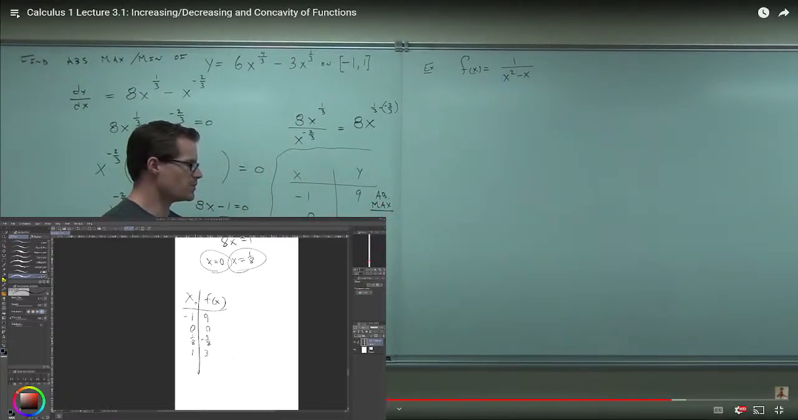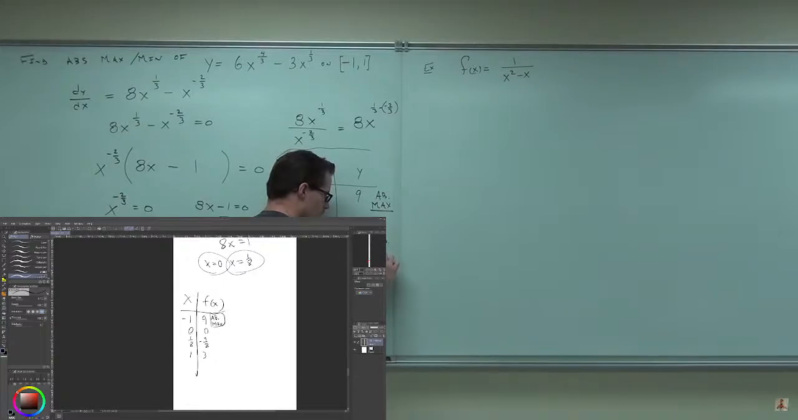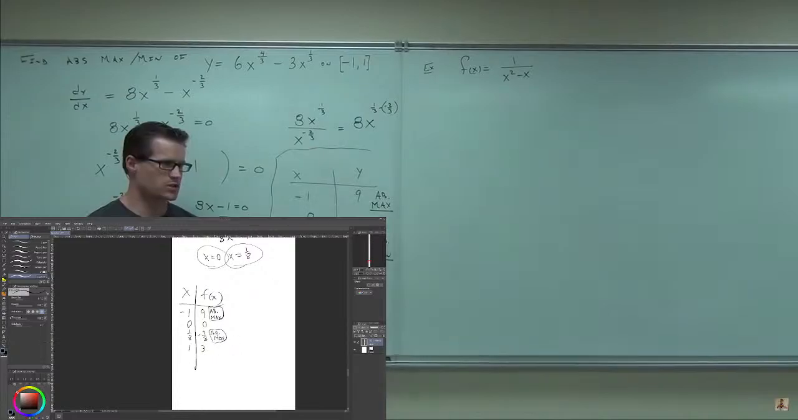What's your minimum? That's the one. Absolute min, and it occurs at x equals 1/8. So let's do a couple more questions here, okay?